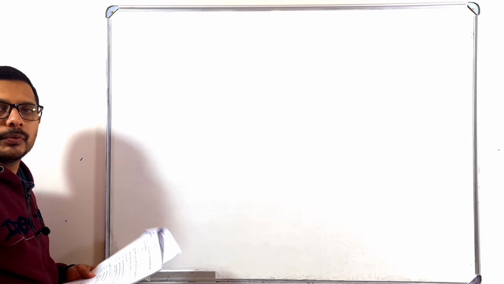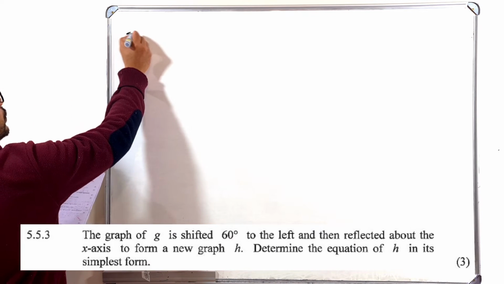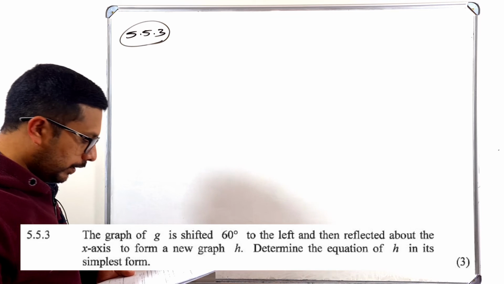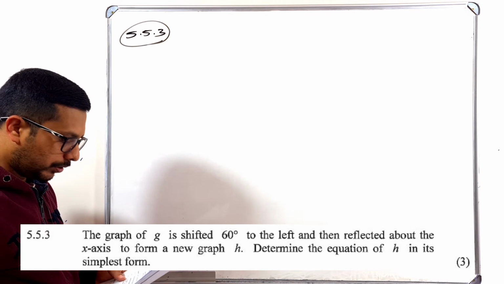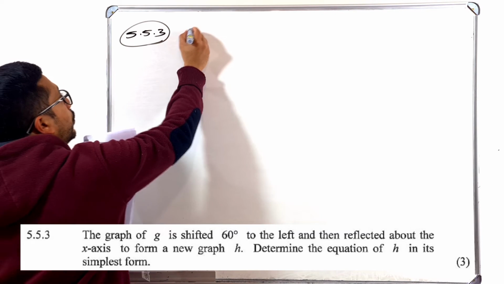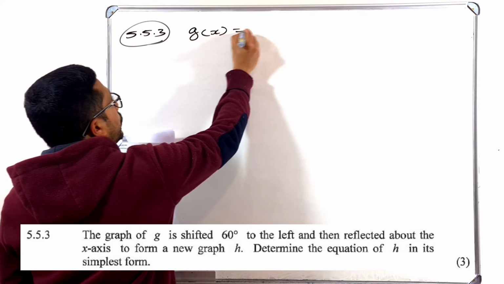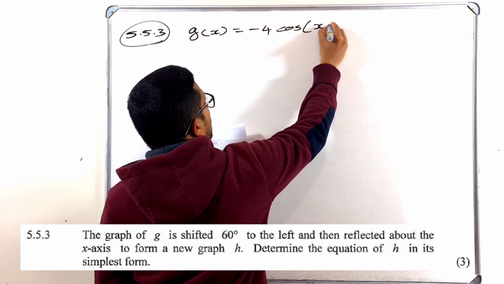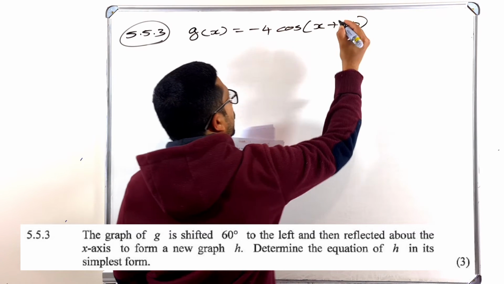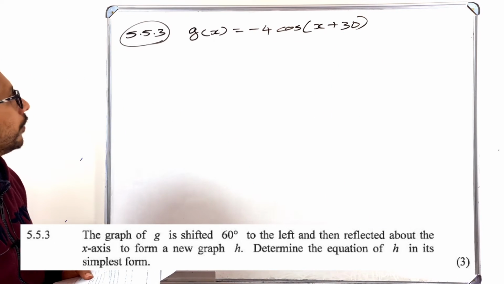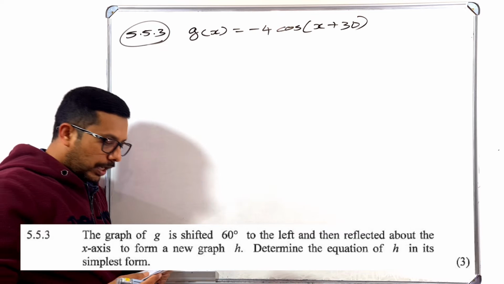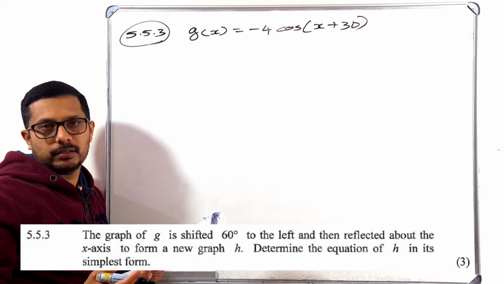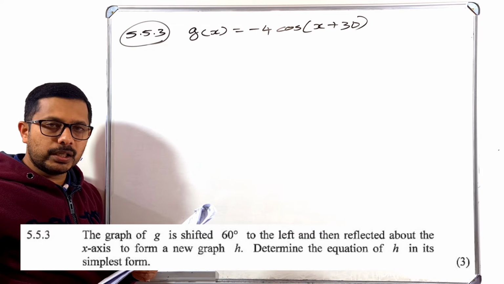Next question, number 5.5.3. What is that question? The graph g is shifted. Okay, let me write that g of x once more. G of x is equal to -4 cos x plus 30. This is our given g of x. Now what is 5.5.3? The graph g is shifted 60 degrees to the left, 60 degrees to the left.